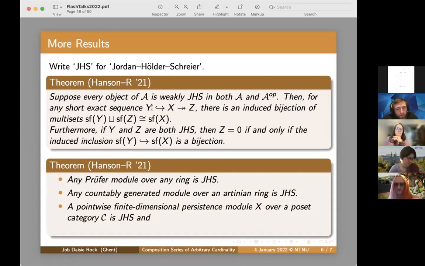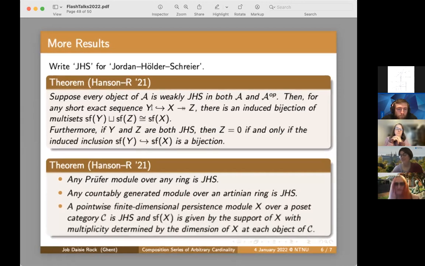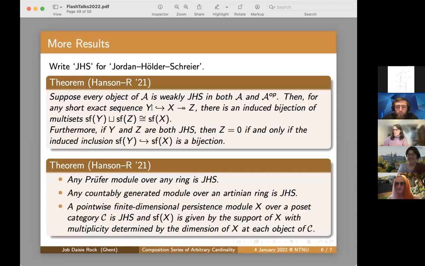And then this is kind of a fun one. If you take pointwise finite dimensional persistence modules over a poset category, you can do this a little bit more generally, but poset categories are easier to state in a slide. It's JHS, and the subfactors are actually given by the support of X inside your poset category. The multiplicity of each factor is given by the dimension of X at each object in C. This is not surprising, but now it's nice to know that it is actually true. A lot of you know I work with continuous representations, and really the goal of doing all this for me was to get to this last bullet point and look at continuous representations, which are persistence modules. Thank you.